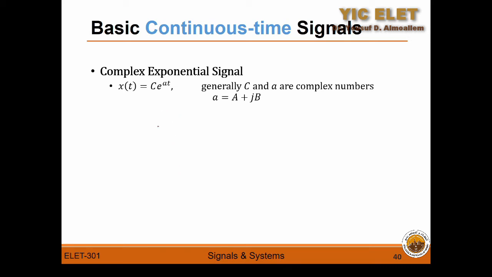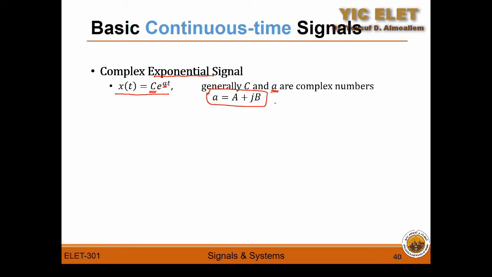Now, moving from sinusoidals and the sinc function to complex exponential signals. The complex exponential signals are generally written in this format: x of t is equal to c times e to the a t. Generally c and a are complex numbers. Let's talk now about a in particular. So a will be equal to capital A plus jB. There are a few cases.